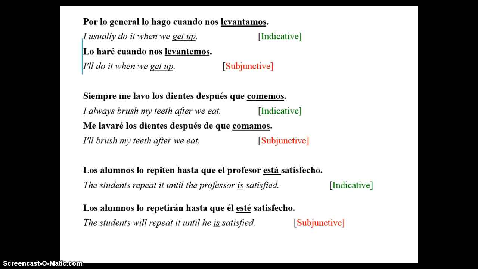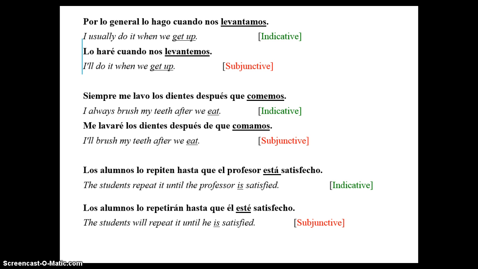So, let's look at some examples. Por lo general, lo hago cuando nos levantamos. I usually do it when we get up. That's going to be in the indicative mood because it's something that is usually happening, something that we can say happens with a fair amount of certainty. Lo haré cuando nos levantemos. I'll do it when we get up. Well, we haven't gotten up yet, therefore I can't have done it, so it's going to be subjunctive.